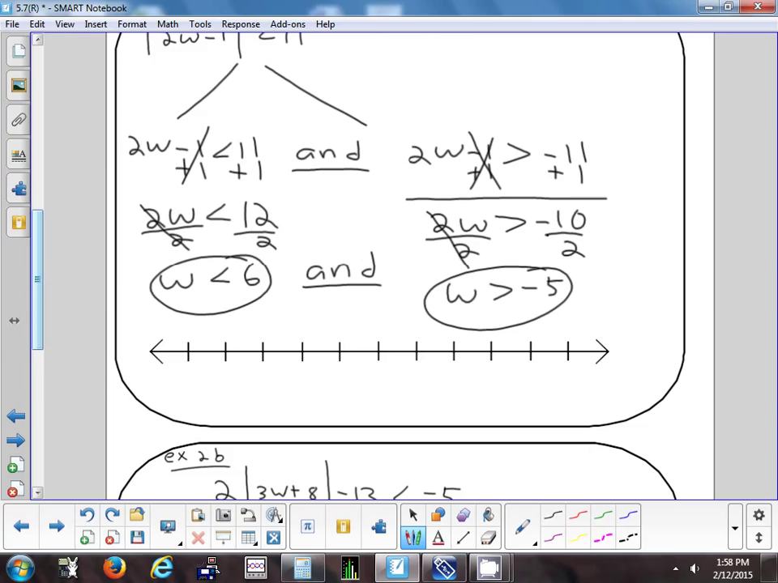One each. Both open. Greater than is open, less than is open. Okay, let's number our number lines. Let's go 5.